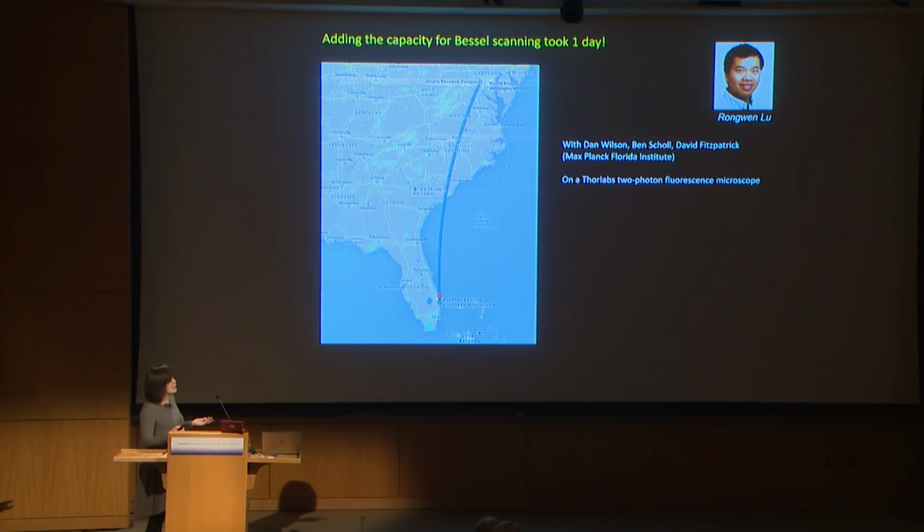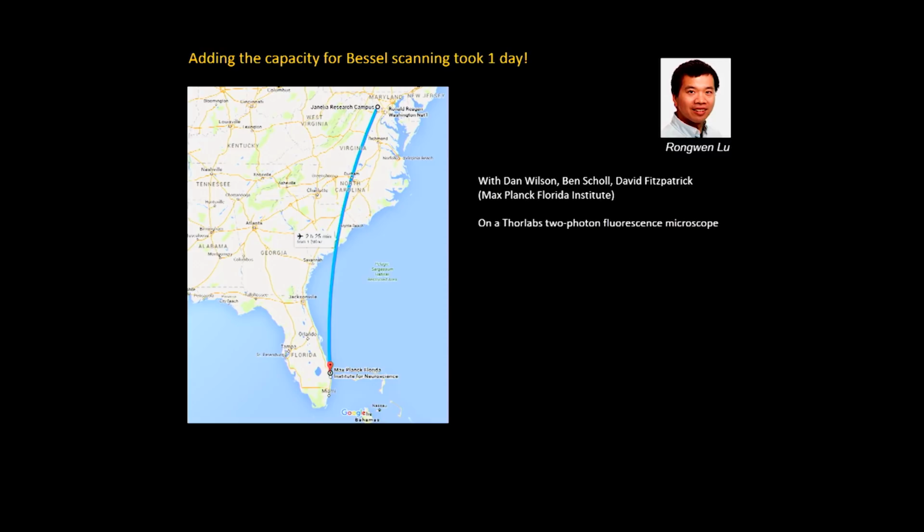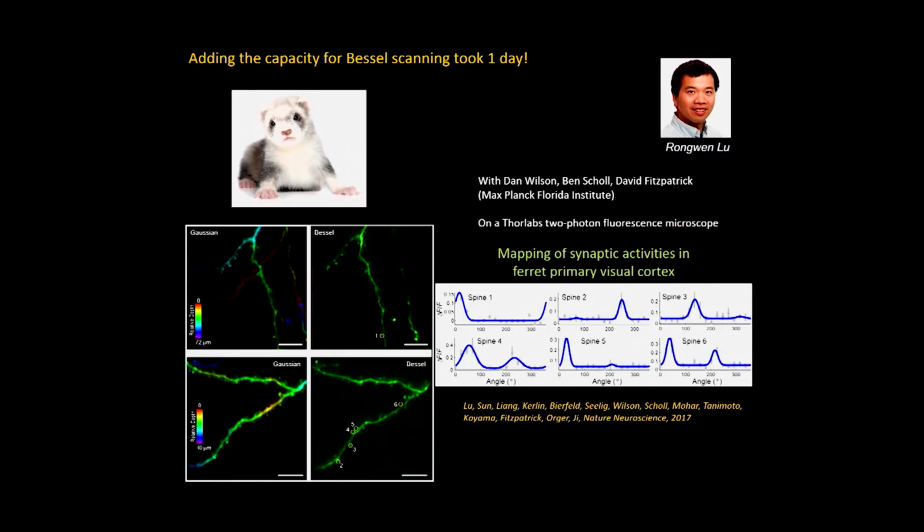One thing I think will make this technique very powerful is that it is very easy to add this capacity to an existing microscope. My postdoc, Rong Wen, flew down to Max Planck Florida Institute, and it took him only 1 day to install a Bessel beam scanning module on a commercial microscope in the David Fitzpatrick lab. Because biology is much harder, they then spent a lot longer trying to get this high-throughput synaptic imaging to work in ferret. Since we published the result, we've been helping multiple labs to implement this method.